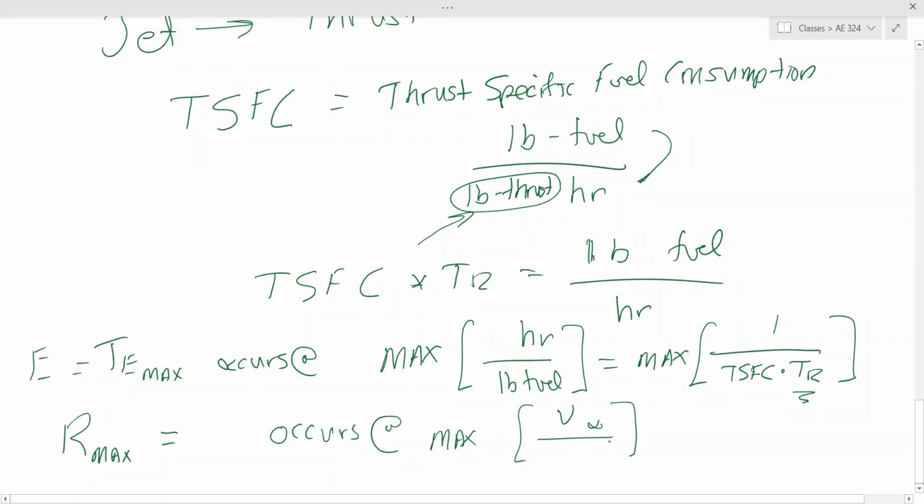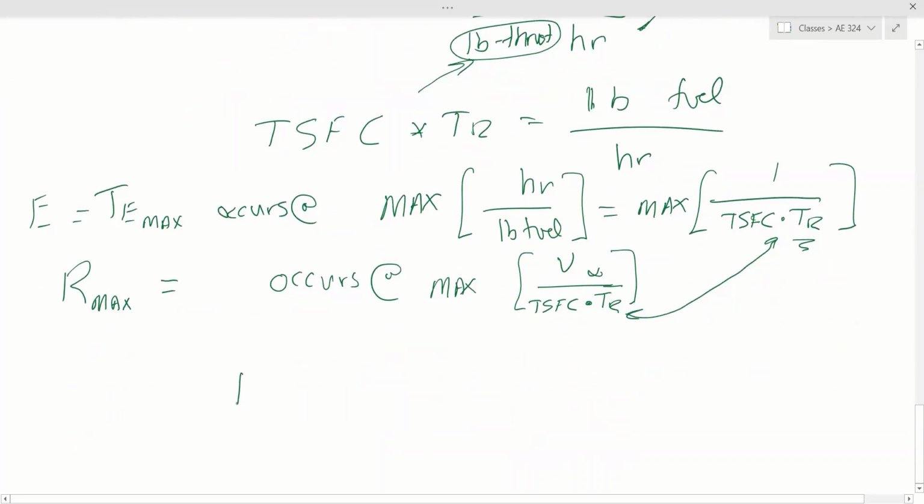So we multiply the top by v infinity because that's distance over time, which converts the endurance, which is time, to distance. And so with both of these, what we do is we plot thrust required versus velocity, and then we can get the velocity to fly at for endurance, maximum endurance, or maximum range.